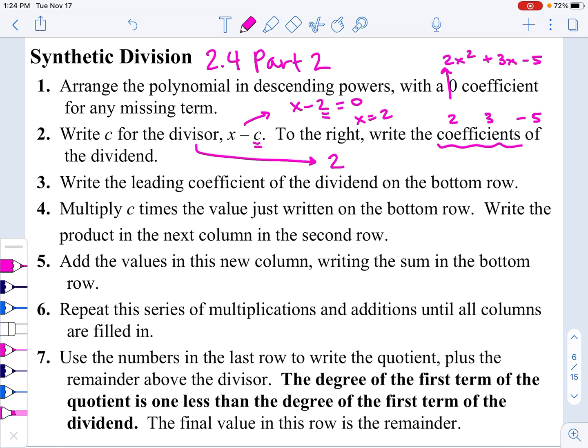And step 7 says to use the numbers in the last row to write the quotient plus the remainder above the divisor. The degree of the first term of the quotient is 1 less than the degree of the first term of the dividend. Anytime you're dividing, you're always going to end up with 1 less power. So if you were dividing an x to the second power, the greatest power in the answer would be x to the first power. If you had an x to the fifth power, your answer would have at most x to the fourth power. It says that the final value in this row is the remainder.